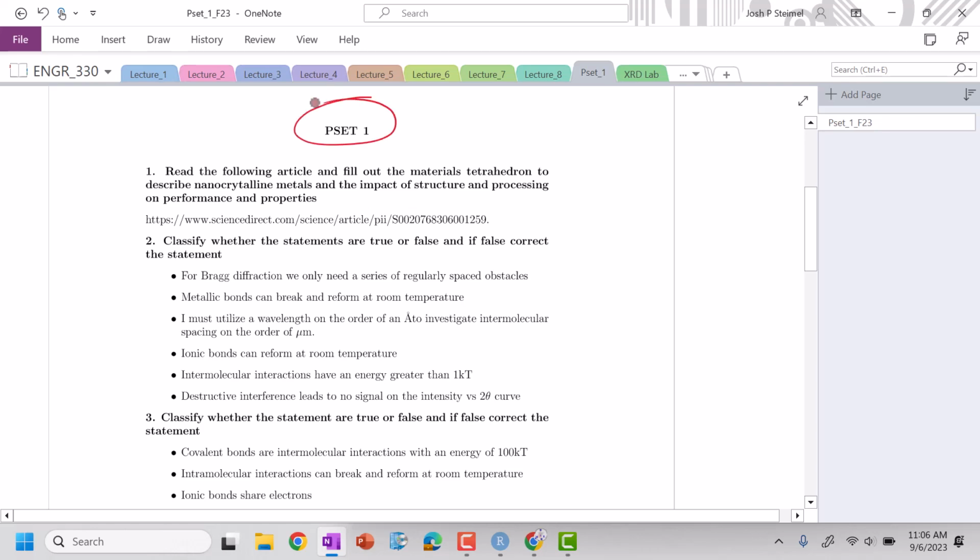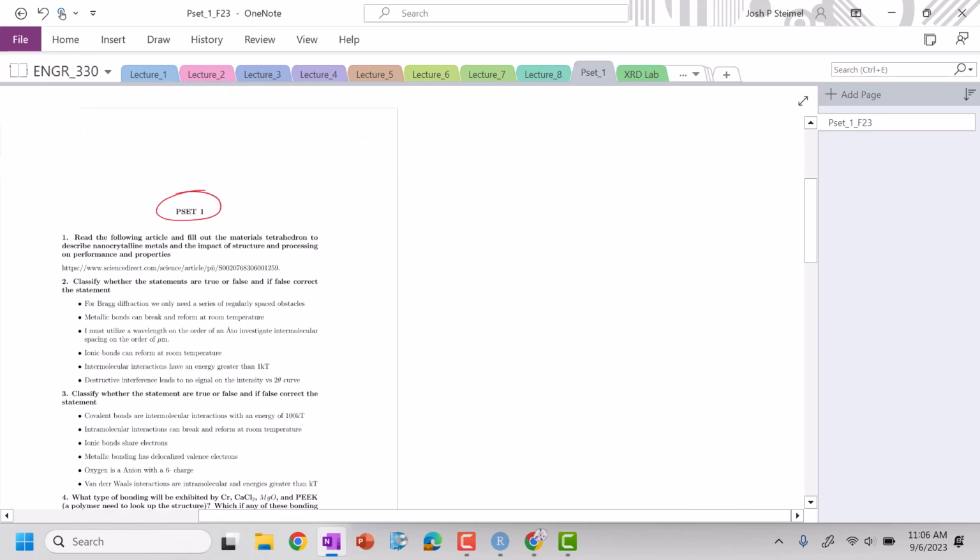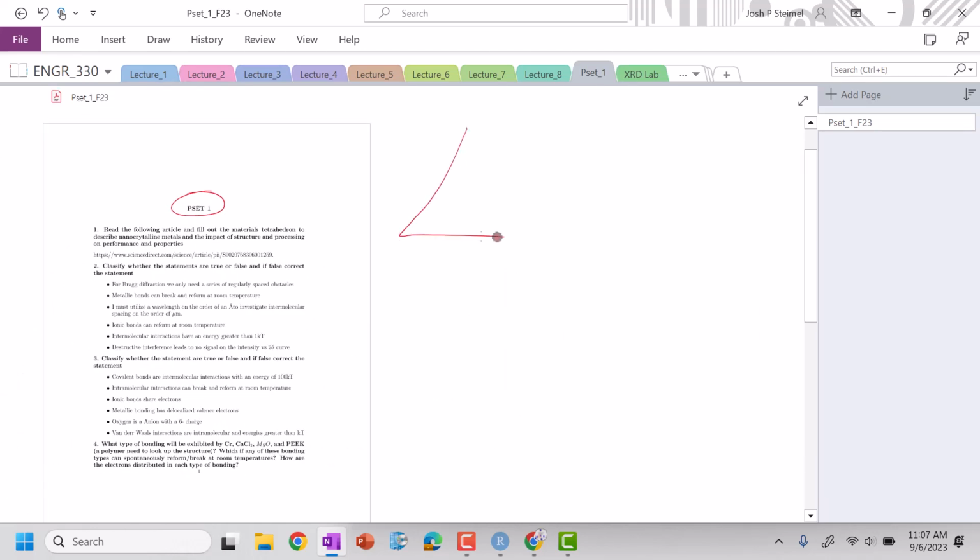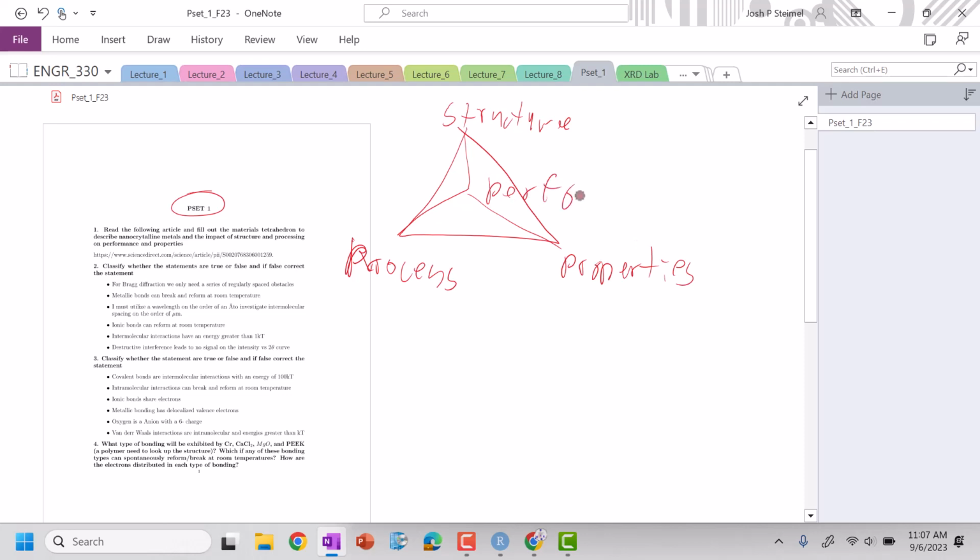So, in this article, we have to fill out and correlate what are the corners of our material's tetrahedron. So we have structure, and there's a process, and there's properties, and there's performance.